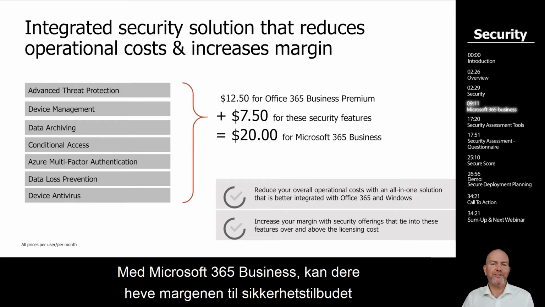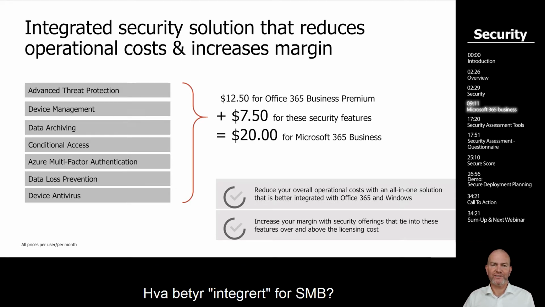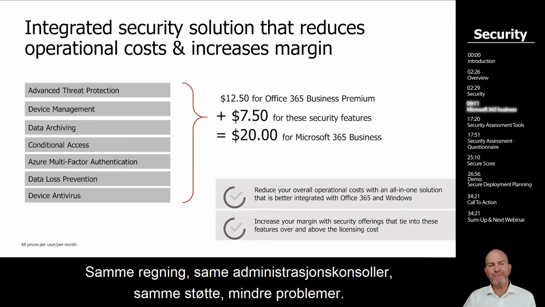With Microsoft 365 Business, you can increase your margin with security offerings that tie into features over and above the licensing cost. What does integrated mean for a SMB? Same bill, same admin consoles, same support, less hassle.